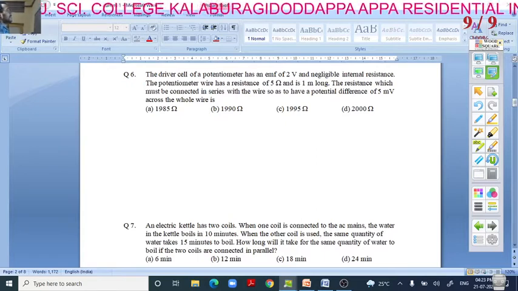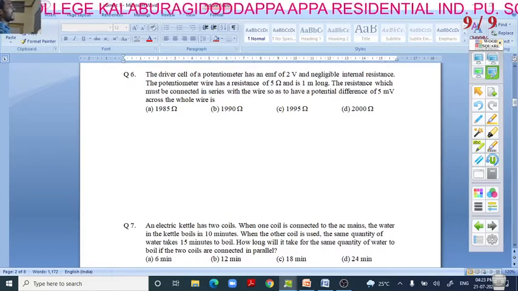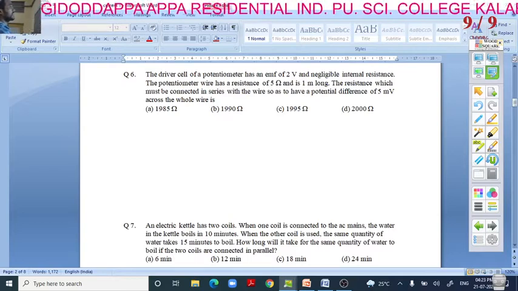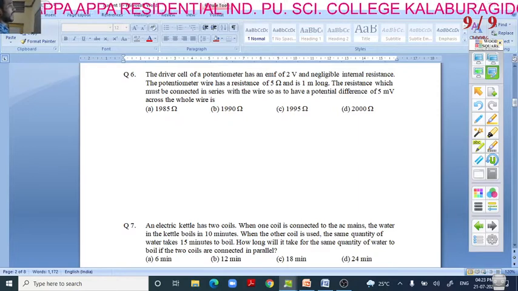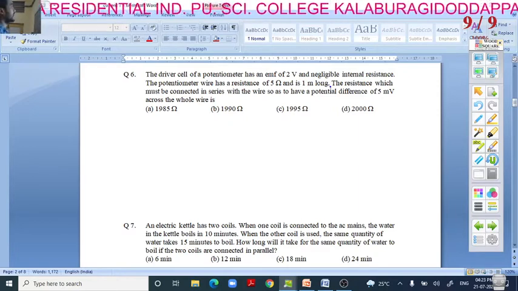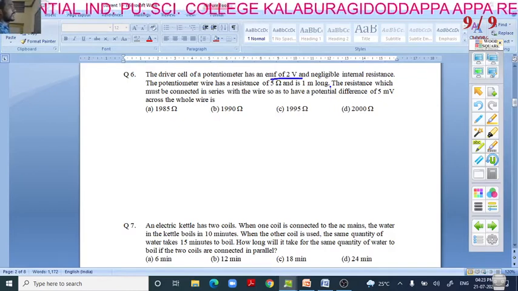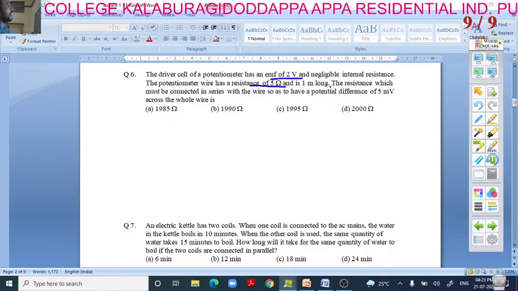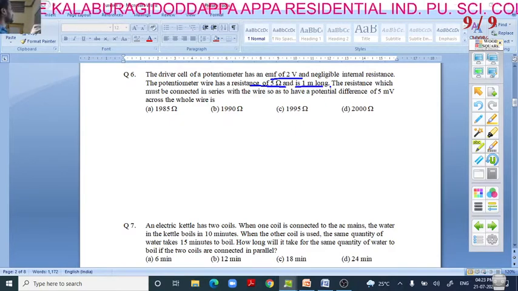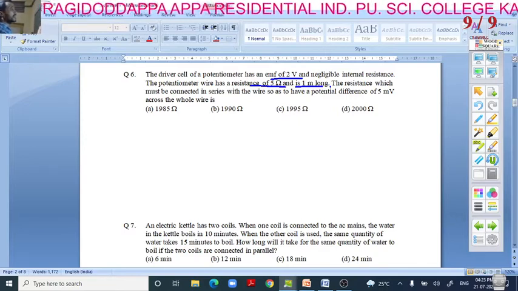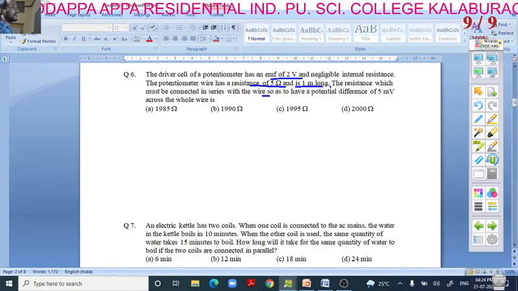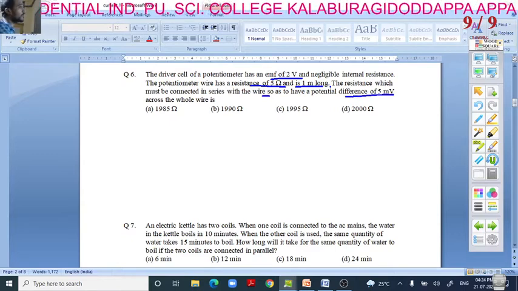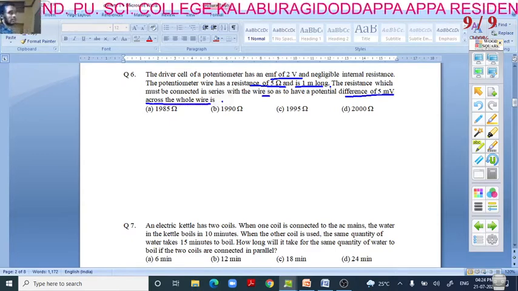Okay, the driver cell of the potentiometer has an EMF of 2 volt and negligible internal resistance. The potentiometer wire has a resistance of 5 ohm and is 1 meter long. Say EMF 2 volt is given, the potentiometer wire has resistance r equal to 5 ohm, and length 1 meter is given. The resistance which must be connected in series with the wire, as to have the potential difference 5 millivolt across the whole wire.